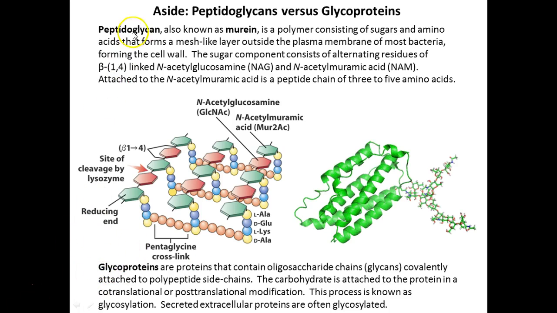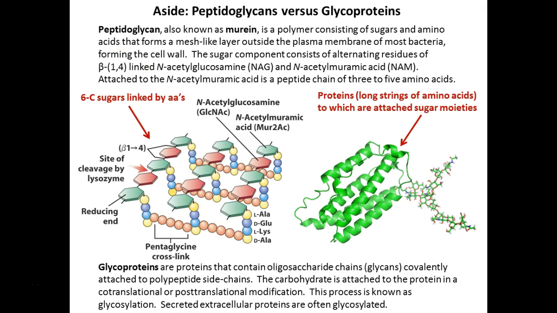Glycoproteins, right, and glyco refers to sugar. These are sugars associated with proteins. And there are some organisms that have this type of substance associated with their cell walls as well. It's very common for them to add sugars to their proteins.